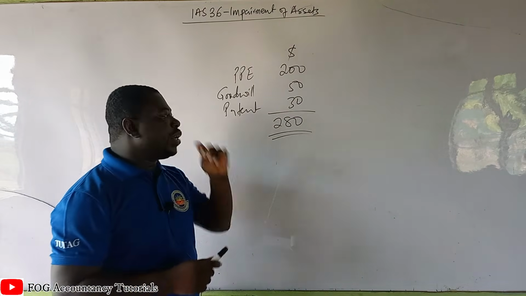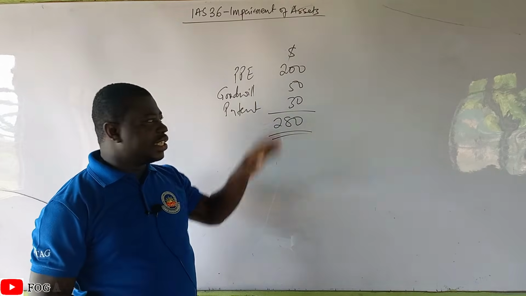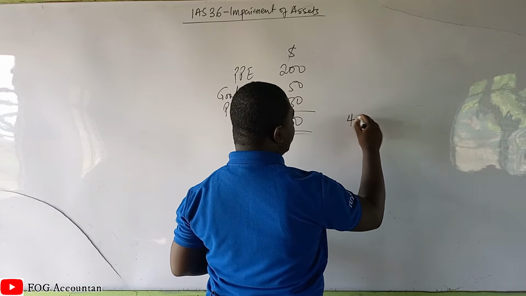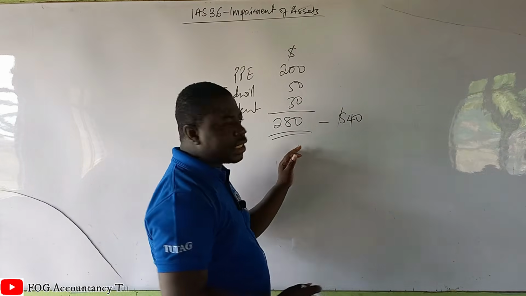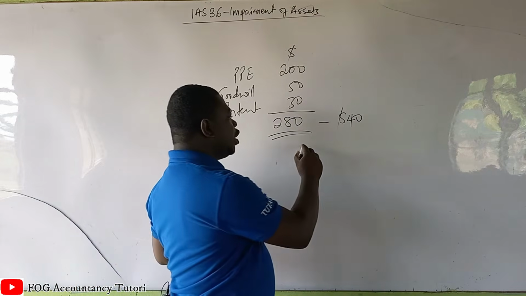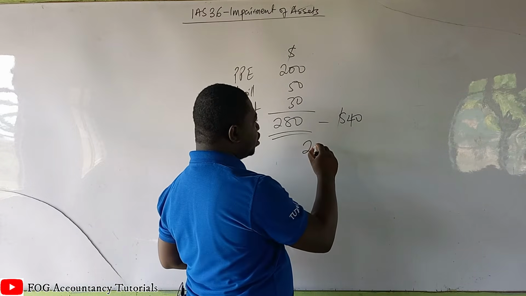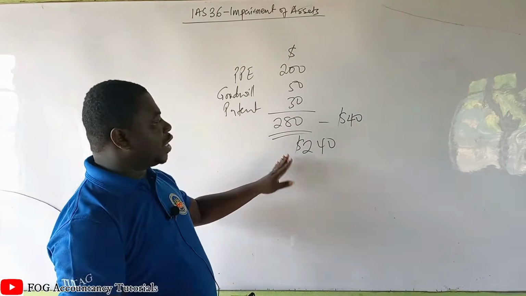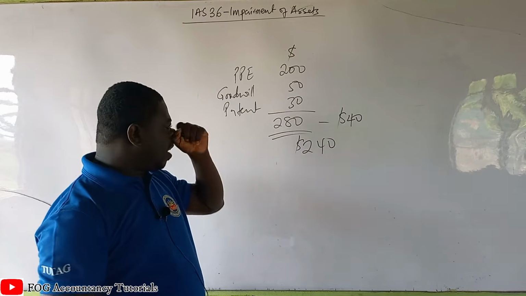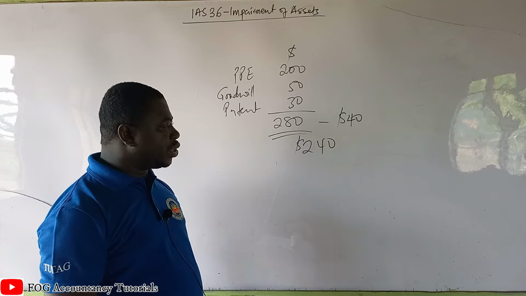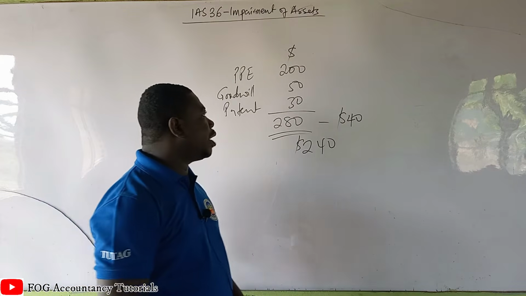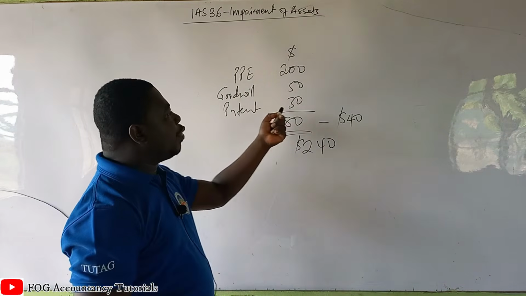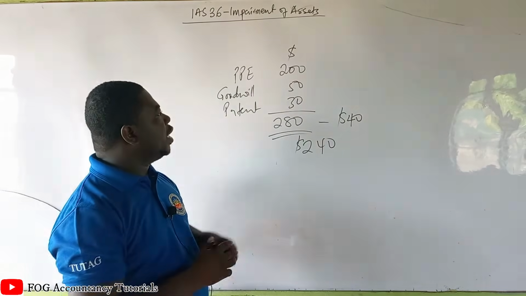Now, when we carry out an impairment test on this whole cash generating unit and we realize that the asset has impaired by $40, it means that if you take $40 from the 280, you are supposed to have a net carrying amount after impairment of 240. Now, the question comes: we have just subtracted $40 of impairment from 280, and we have 240 as the net carrying amount of the whole asset group. But this $40 of impairment, where are we going to take it from? Because it's supposed to reduce the value of the asset.